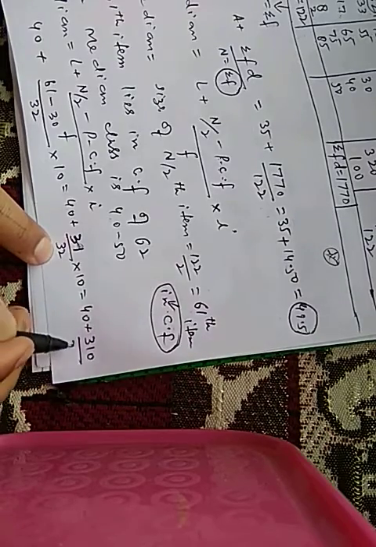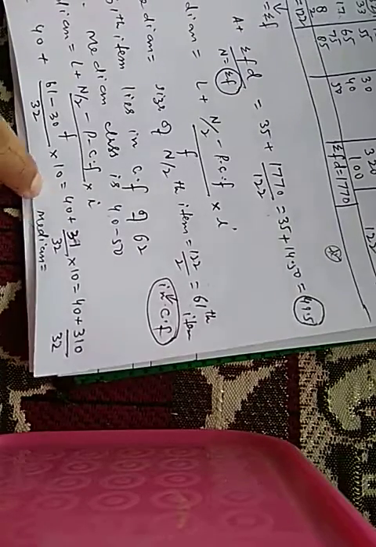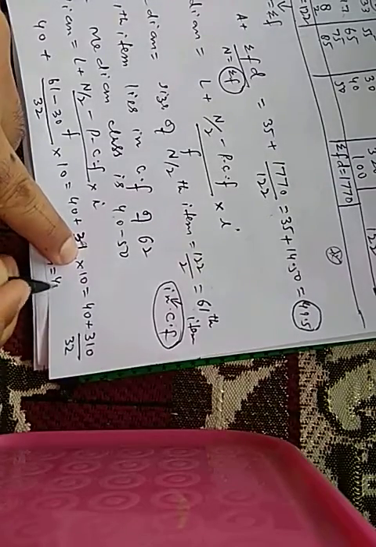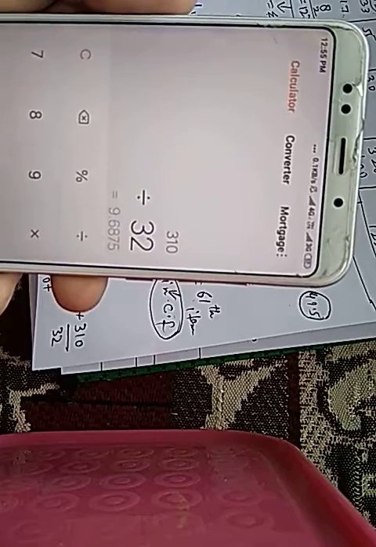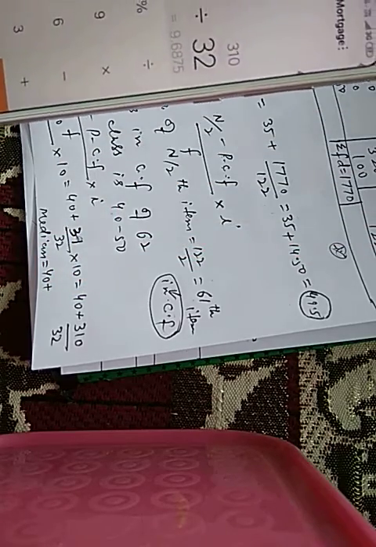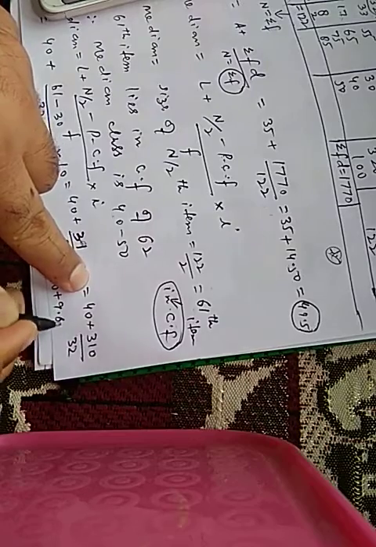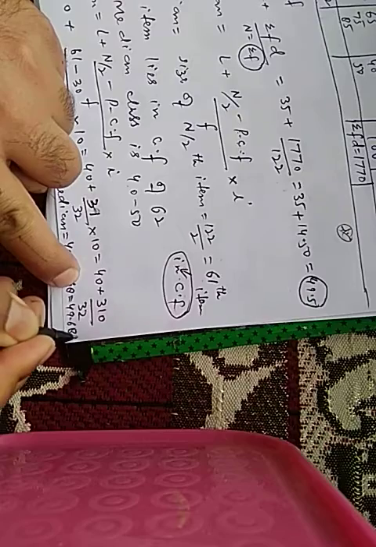It will be equal to 40 plus 310 divided by 32, and the median will be equal to 40 plus 310 divided by 32, which is 9.68, and it will be equal to 49.68. This is the value of median.